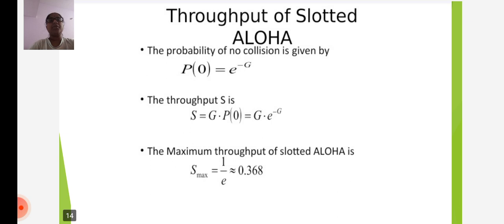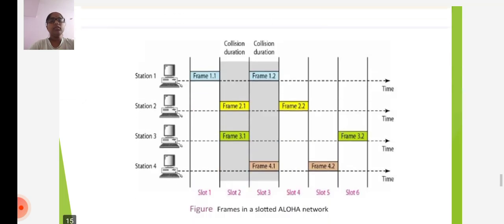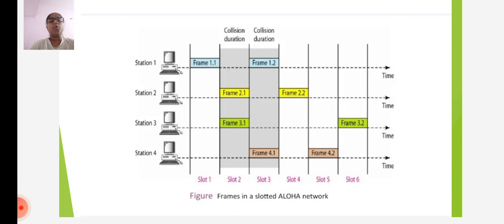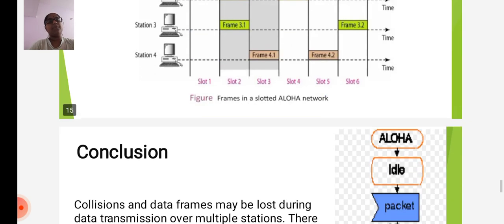Throughput of slotted ALOHA. The probability of no collision is given by P of 0 is equal to e to the power minus G. The throughput S is equal to G times P of 0, which is G times e to the power minus G. The maximum throughput of slotted ALOHA is S maximum is equal to 1 by e, which is equal to 0.368. So it's a frame in the slotted ALOHA network. We have station 1, station 2, station 3, station 4. How the collision is taking place in slotted ALOHA can be clearly seen in the particular frames.